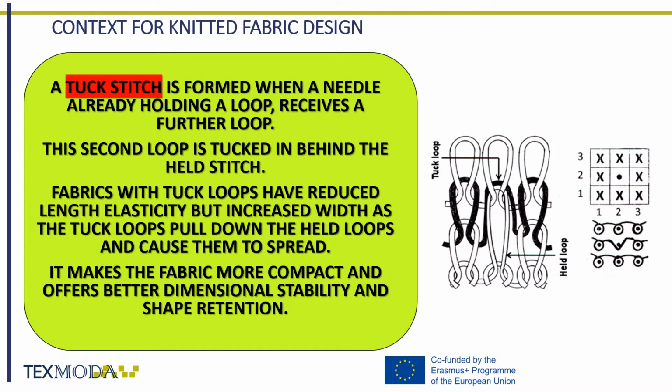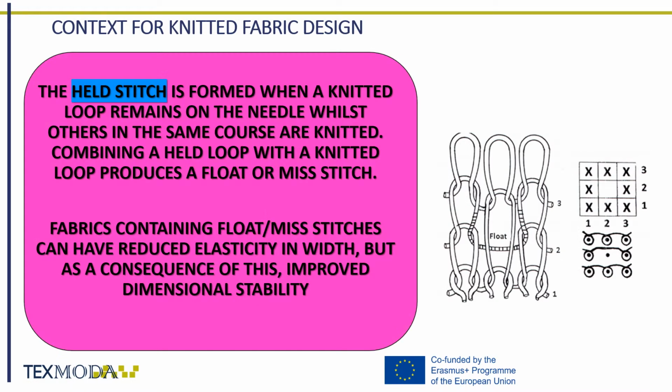A tuck stitch is formed when a needle already holding a loop receives a further loop. The held stitch is formed when a knitted loop remains on the needle whilst others in the same course are knitted. Combining a held loop with a knitted loop produces a float or a miss stitch.